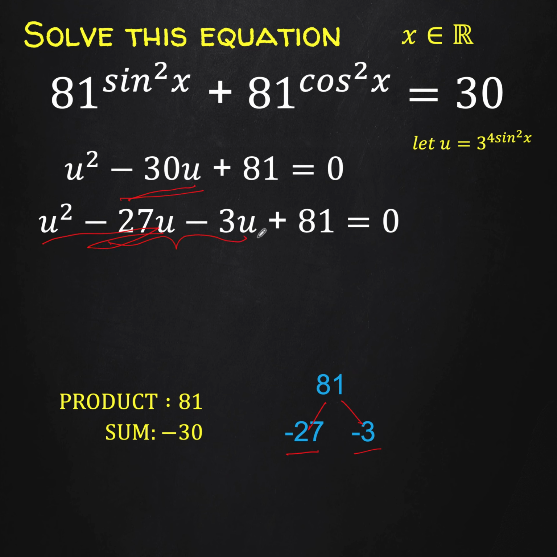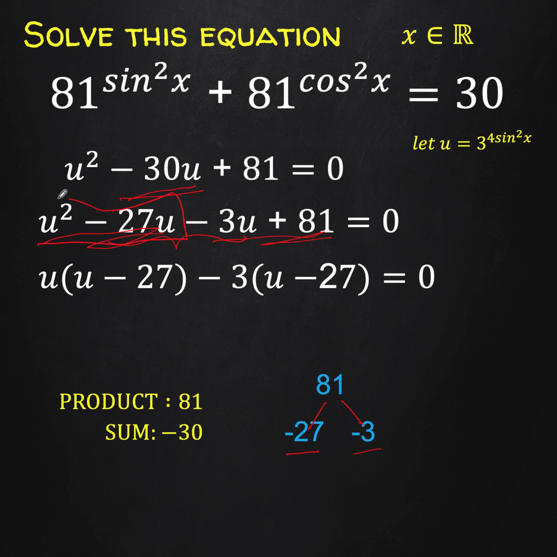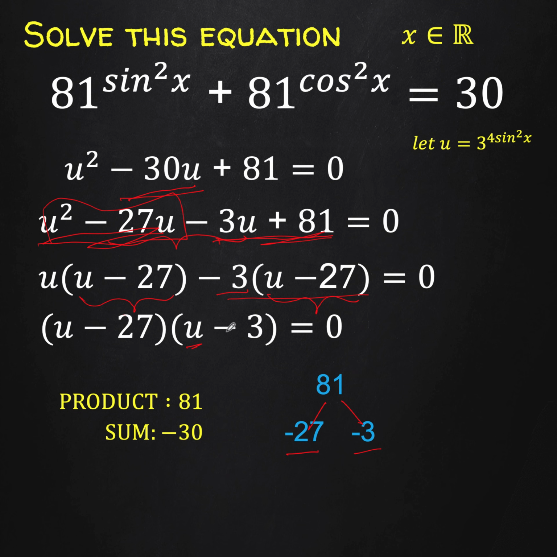Notice now that this part here is just this negative 30u. Then take this as one group and this one as another group and factor out the common factor. In here, the common factor is u. So u squared divided by u is u. Negative 27u divided by u is negative 27. Now, for this part, the common factor is negative 3. So, negative 3u divided by negative 3 is positive u. Positive 81 divided by negative 3 is negative 27. Then again, there's a common factor u minus 27. So, factor that out. The first term divided by u minus 27, the result is u. The second term divided by u minus 27, the result is minus 3.